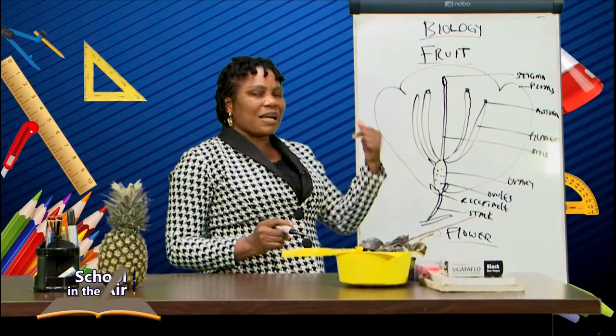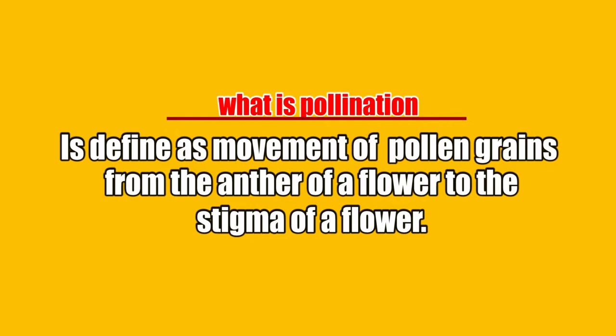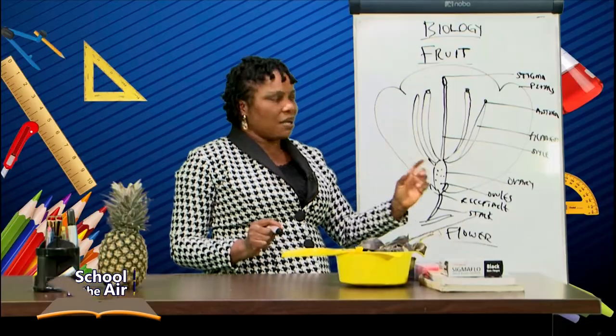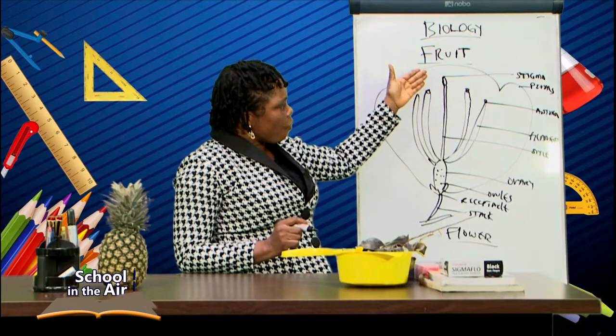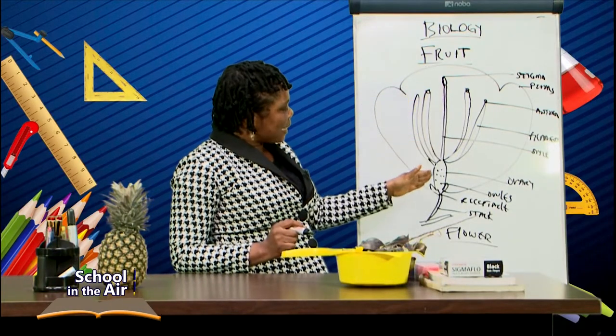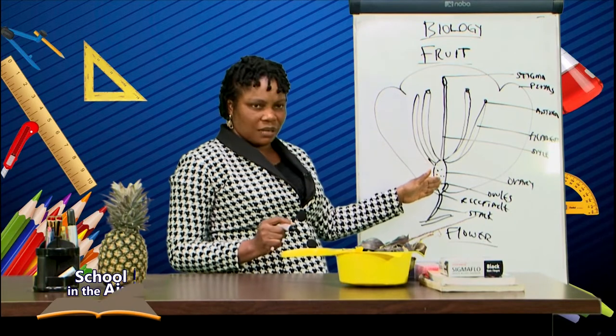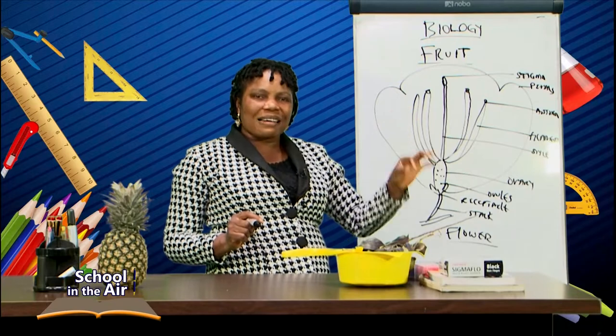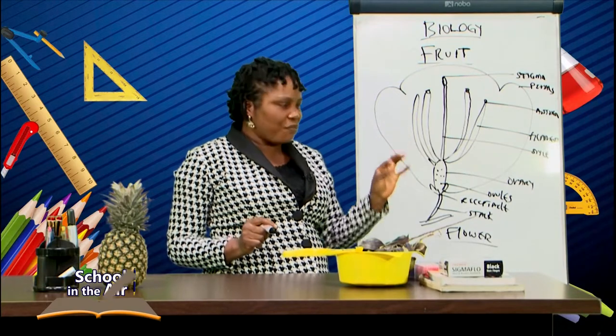Now, remember we had defined pollination as a movement of pollen grains from the anther of a flower to the stigma of a flower. When that happens, the anther contains the male gamete called the pollen grains. So when they fall on the stigma of the flower, they will move down the style till they get to the ovary. The ovary contains the ovules, which are the female gametes of a flower.